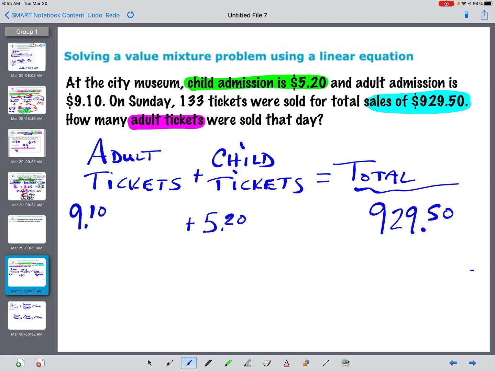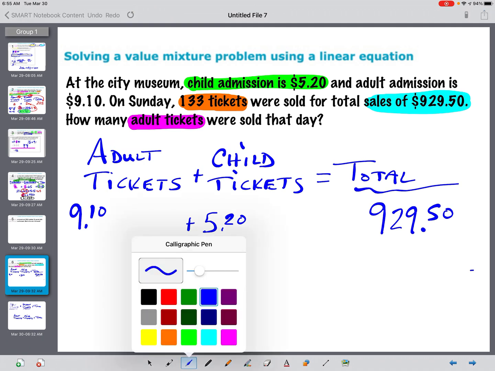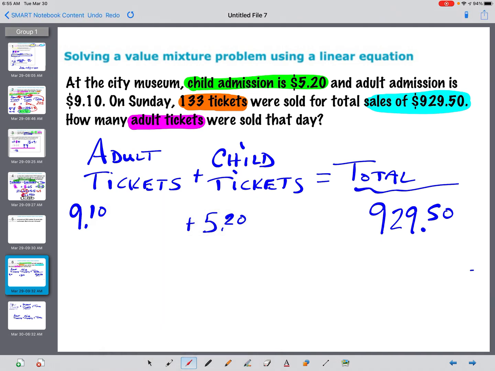Where are my variables going to come from? Well, it's going to start from right here. We're going to start out with this number, the 133 tickets were sold. Because we really don't have any other information, we're just going to assign the variable to one of these, either adult or child, and we'll just use adult. So we'll use A for adult tickets. So that'll be 910A for that variable there.